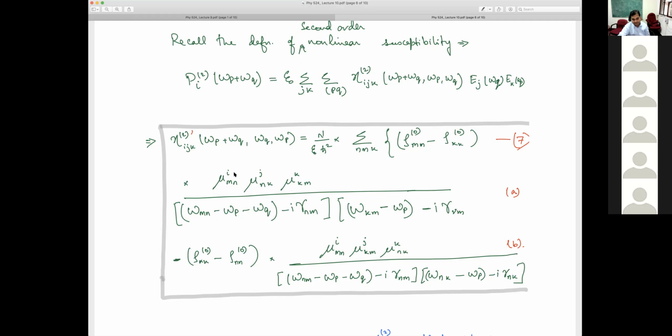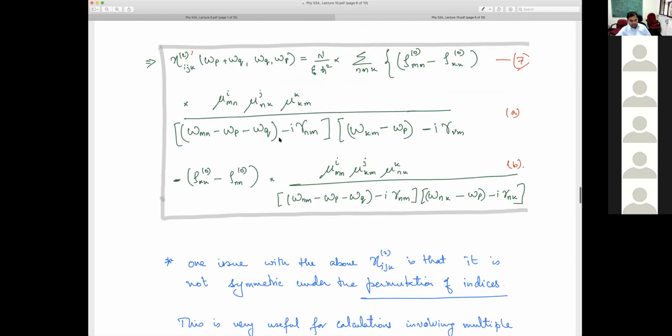And the material properties are built into this dipole matrix element, mu mn i. That is just our expectation value of the orbital, so all the material properties are built into there. And the broadening includes some bit of material properties and some bit of its coupling, so the experimental system basically. And the material properties are also inbuilt into this omega mn, which is just omega m minus omega n, so the single optical transitions are inbuilt into this. So any question here? Okay. So you have derived the second order optical susceptibility.